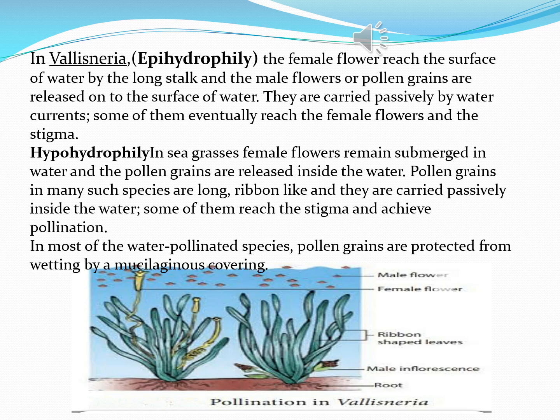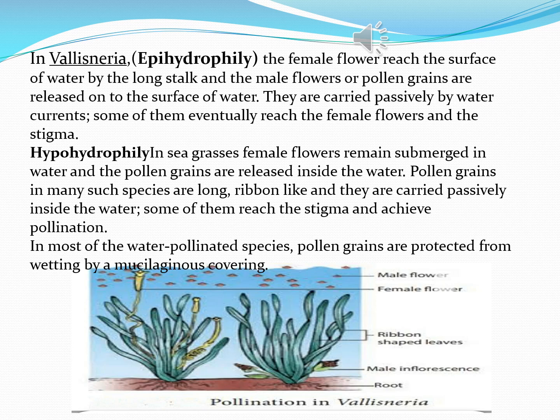This kind of process we find in Vallisneria, and we call it epihydrophily. Next one is hypohydrophily. Hypo means below the water surface. The entire process, the transfer of pollen grains, happens inside the water, which we call hypohydrophily. In case of seagrasses, the female flowers remain submerged in the water, and pollination is inside the water.